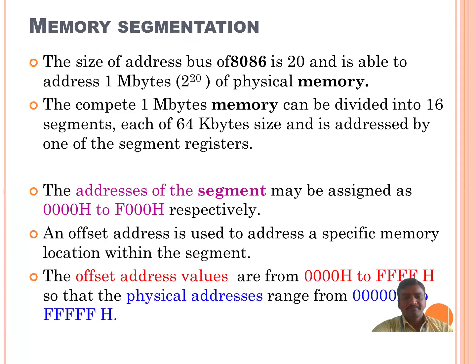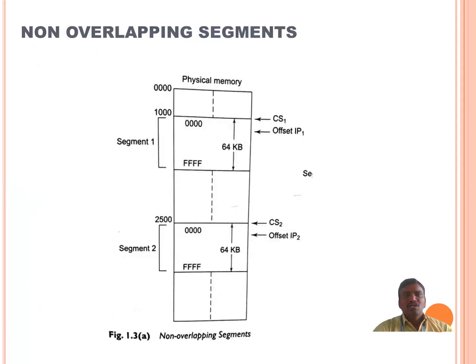And here, non-overlapping memory segmentation: the memory will be divided into 16 equal segments. Each memory segment size is 64 kilobytes. The address range of the segment address is 0000H to F000H, as well as the address range of the offset address, which is from 0000H to FFFFH.